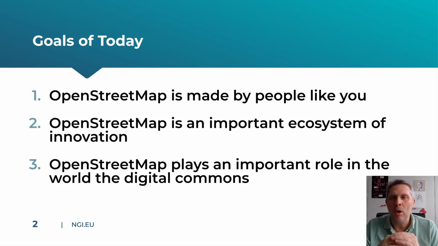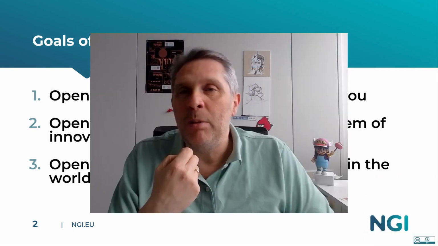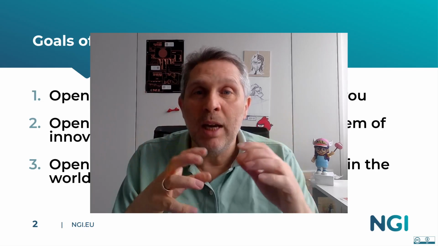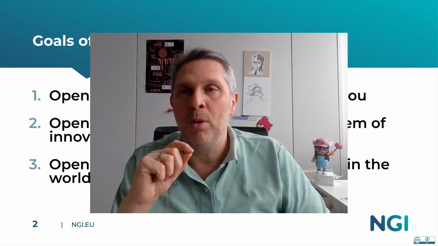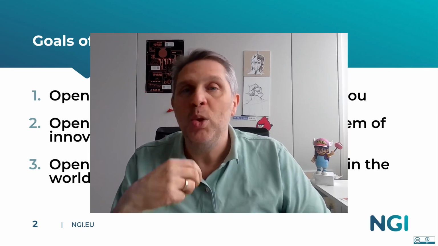The first goal that I want everybody to understand after my presentation is that OpenStreetMap is made by people like you. This means that OpenStreetMap is a common created by different people, where everybody can have an important and very important role to increase this benefit for the society.